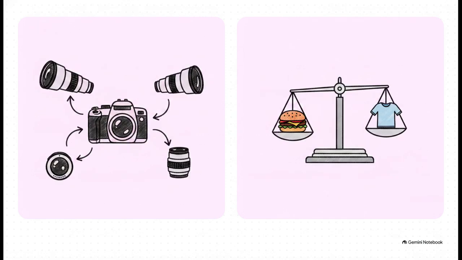Then we have concentric diversification. This one is all about leveraging your current strengths. You're adding new products that are related to your existing technology or production. A classic example here is a camera manufacturer that suddenly begins producing specialized lenses.